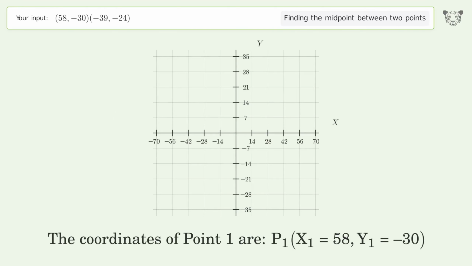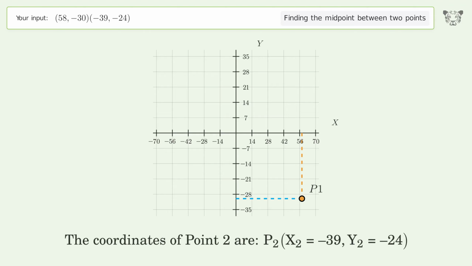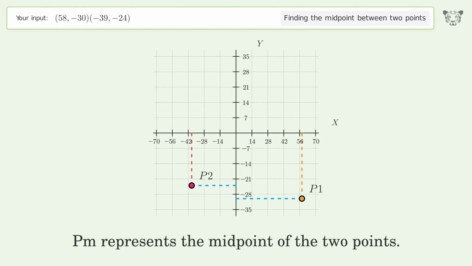The coordinates of point 1 are x1 equals 58, y1 equals -30. The coordinates of point 2 are x2 equals -39, y2 equals -24. PM represents the midpoint of the 2 points.